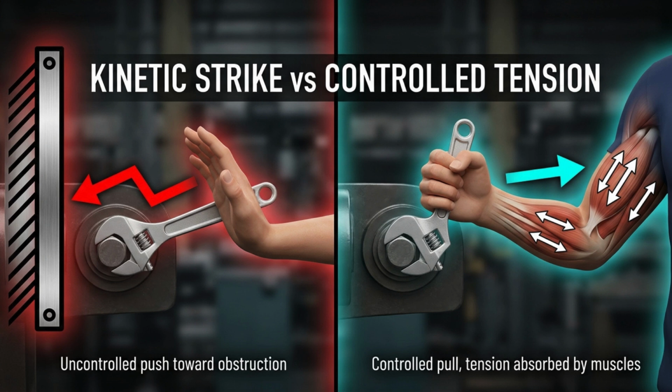Wrench biomechanics, uncontrolled kinetic slippage. Pushing a tight wrench is biologically dangerous. When the bolt suddenly breaks free, your body weight generates an uncontrolled kinetic strike against the engine block. You must always pull the wrench, utilizing controlled muscular tension to mathematically absorb the sudden energy release.